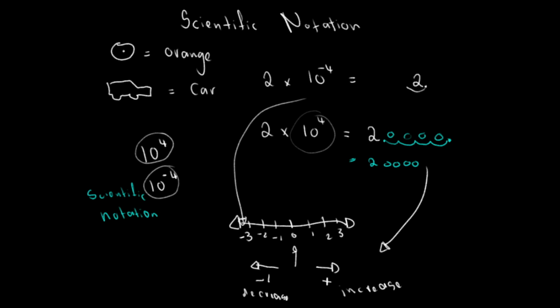So now I'm going to go 1, 2, 3, 4, and I can add a new 0. My decimal moved 4 slots to the left. So now my final answer would then be 0.0002.